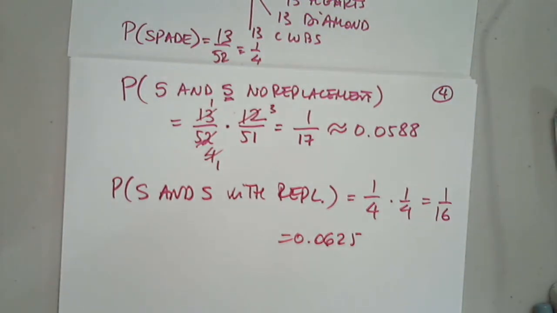So let's see what they want. How do they want the answer? Round to 3 decimal places. So 0.063. Okay. Good. Last question.